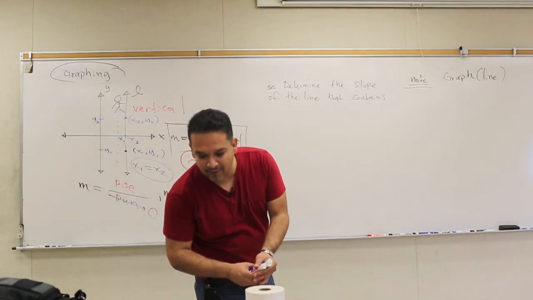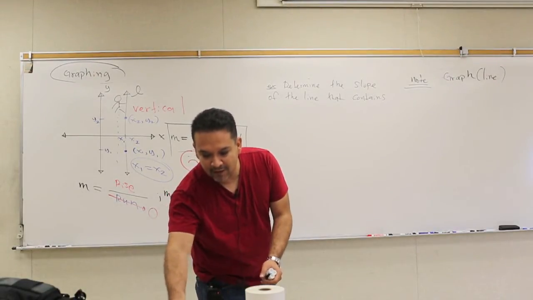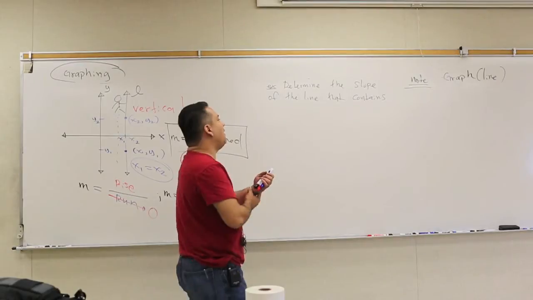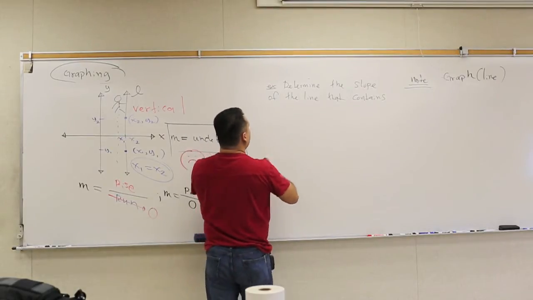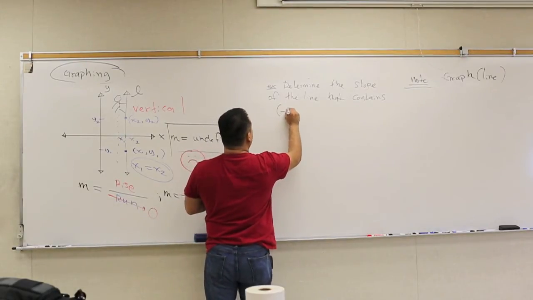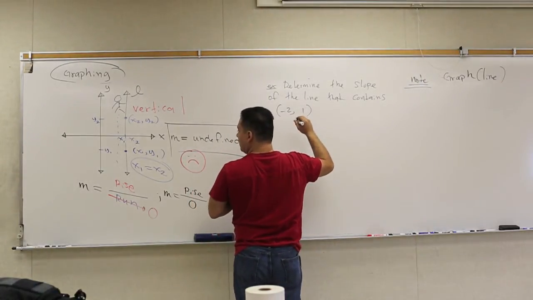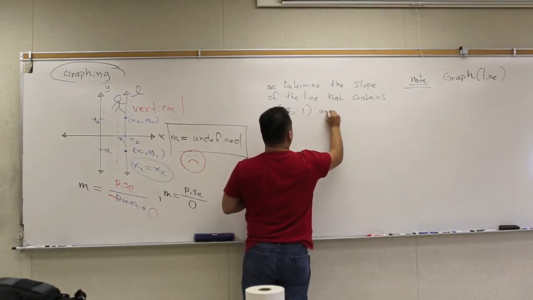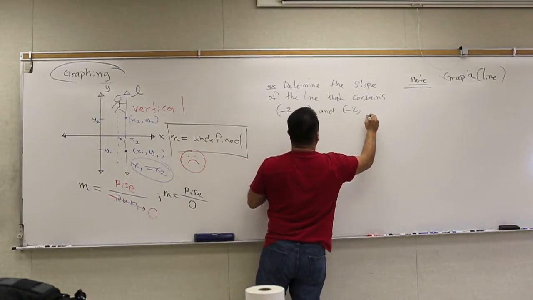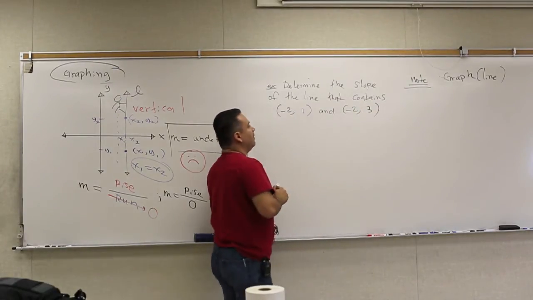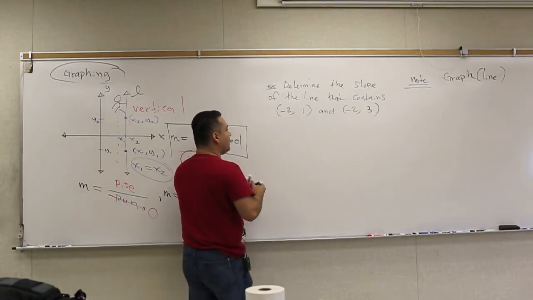Let's look at our example. Let's see an example of this undefined business. A line contains the points (-2, 1) and (-2, 3). What's our slope? Let's go through the process.